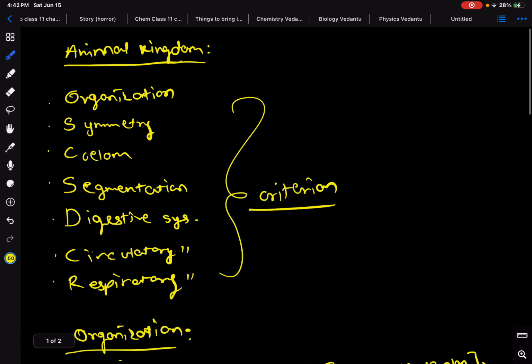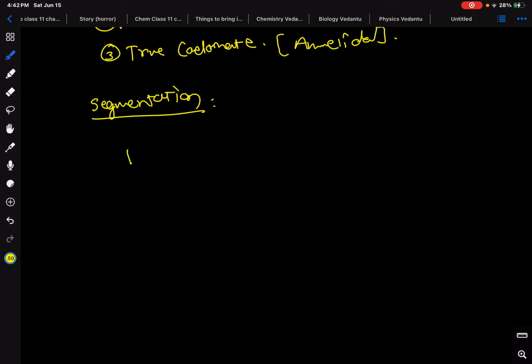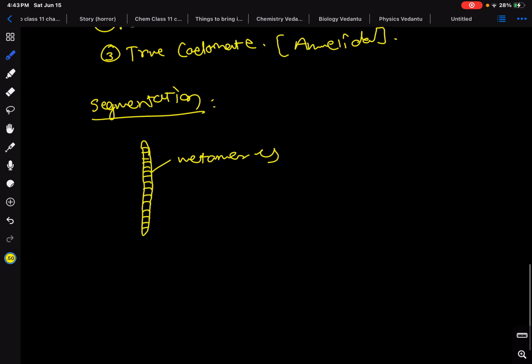So then we have segmentation. In segmentation, we have metamerism. So segmentation is where an animal is divided externally and or internally into segments. So they have segments and they have repetition of these. For example, we have earthworms. So if we take an earthworm, then we can see it has these round things like this. So this is known as metameres. And the phenomenon of these metameres is known as metamerism.